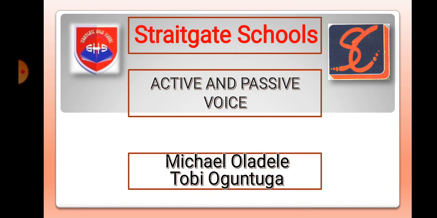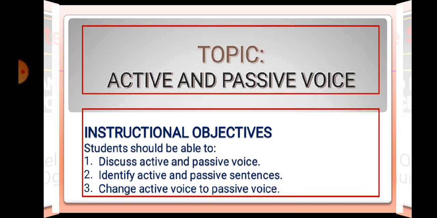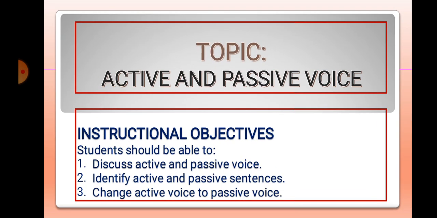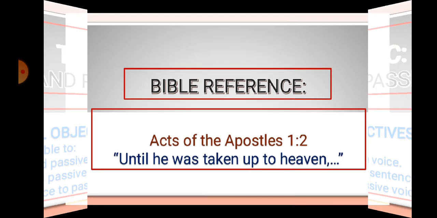Mr. Oladile and Mr. Oguntuga. We'll be considering grammar as an aspect of English today, and under grammar, our concern is active and passive voice. Our objectives are, by the end of this lesson, students should be able to discuss active and passive voice, identify active and passive sentences, change active voices to passive voice, or passive voice to active voice.